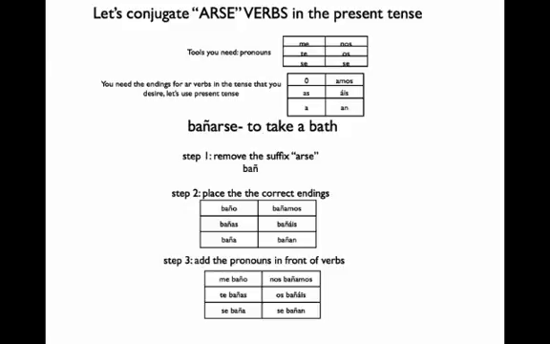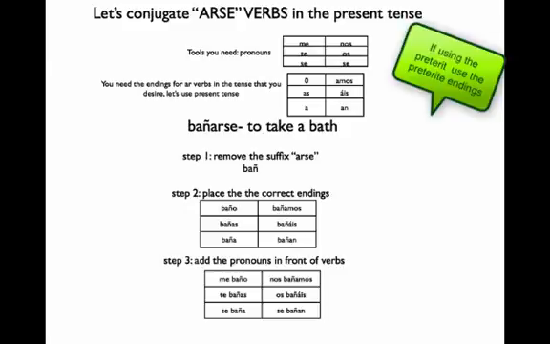Now we're going to start the process of conjugating a reflexive verb. Step 1. Remove the -arse ending completely. Step 2. Add the correct endings that you're going to use. In these examples, we're using the present tense, so we're using present tense endings right here. And step 3, place the corresponding pronoun in front of the corresponding form. And that's it, and you have a beautifully conjugated verb.